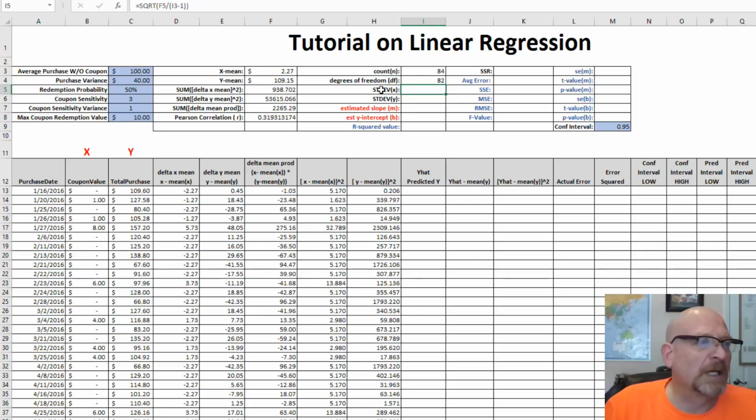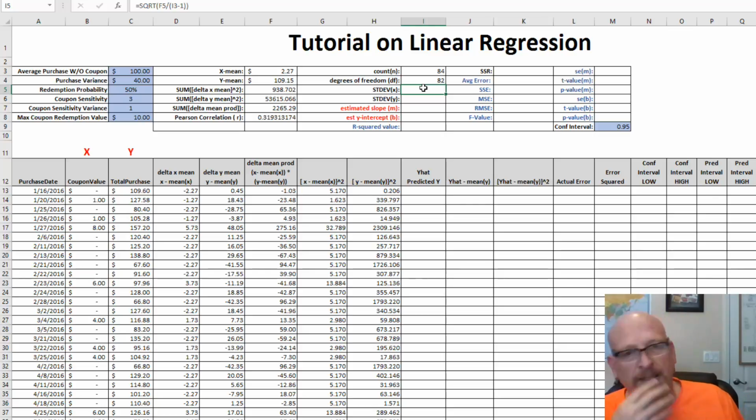That said, the next thing we're going to calculate is the standard deviation of x. Now you say, well, what is standard deviation? Well, I think we talked about this a little bit in the normal distribution video, which was kind of a precursor here. I didn't go into detail how you calculate standard deviation, but I will today.